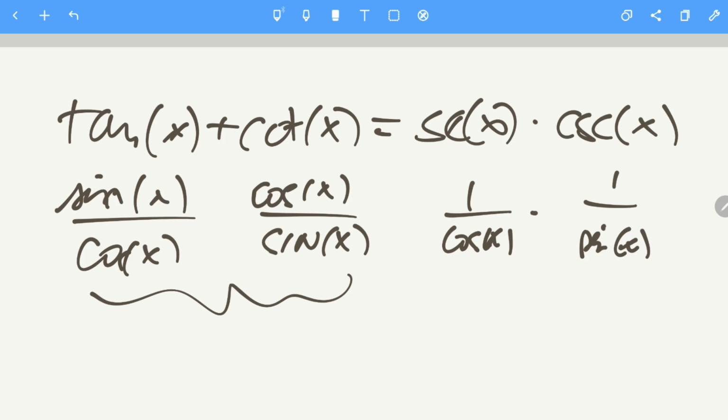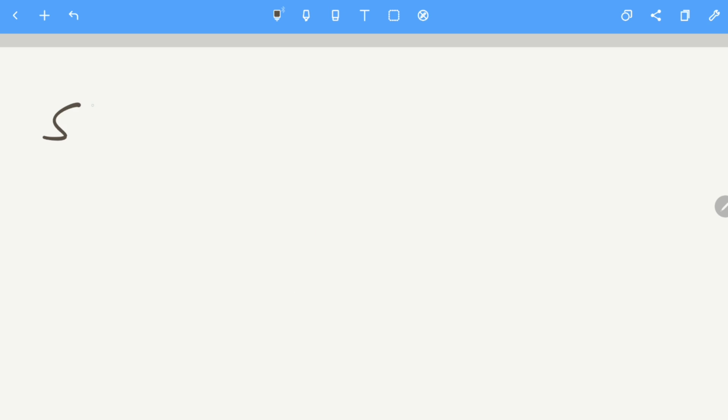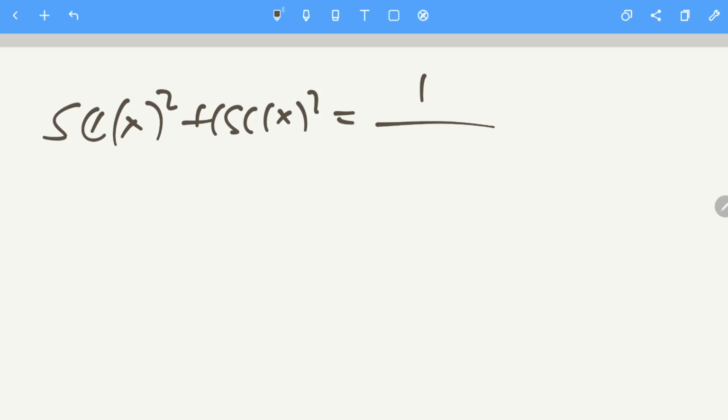Next, secant squared plus cosecant squared equals 1 over sine squared cosine squared.